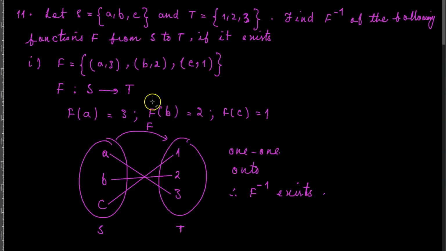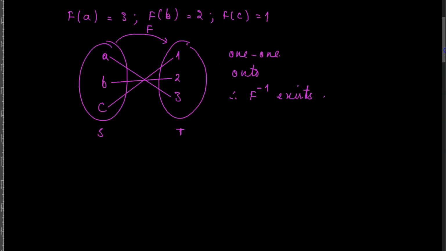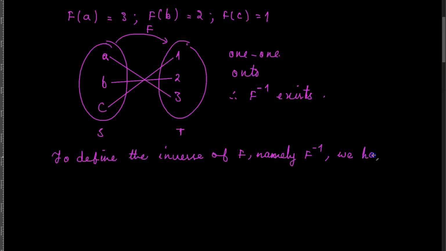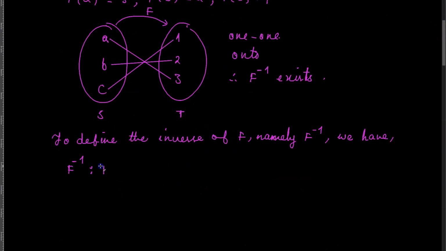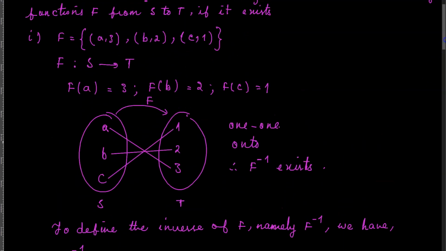Now, in order to define the inverse of this function, namely f inverse, first of all we have to define the function f inverse from the codomain of f back to the domain of f, meaning from T to S. You have to go from T to S.